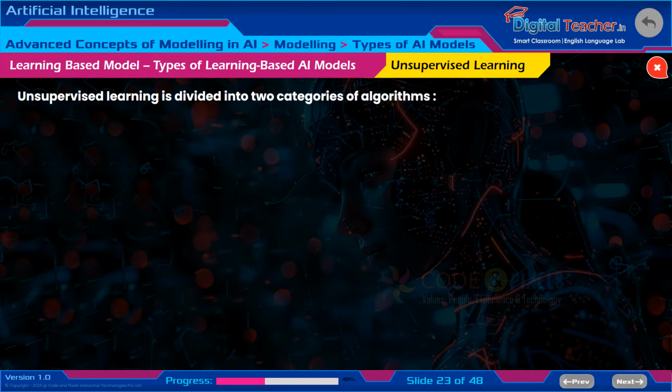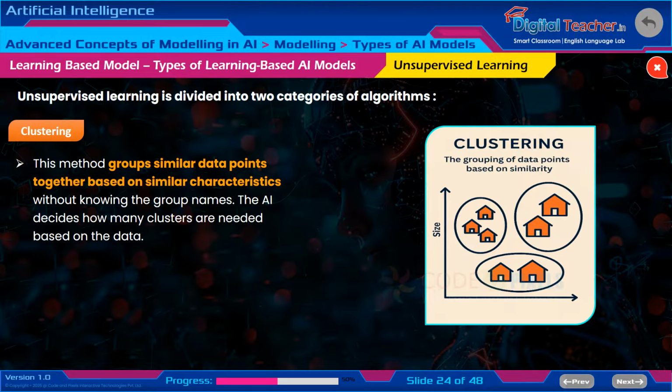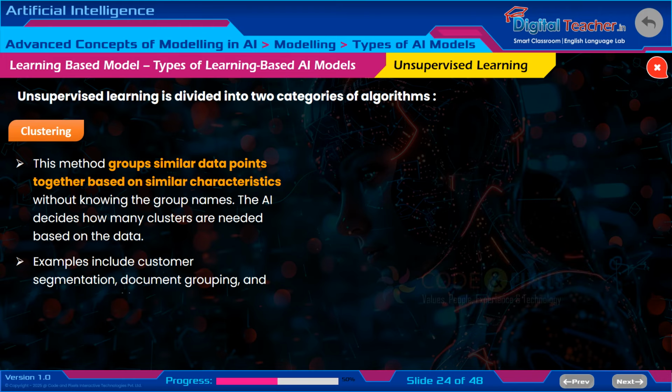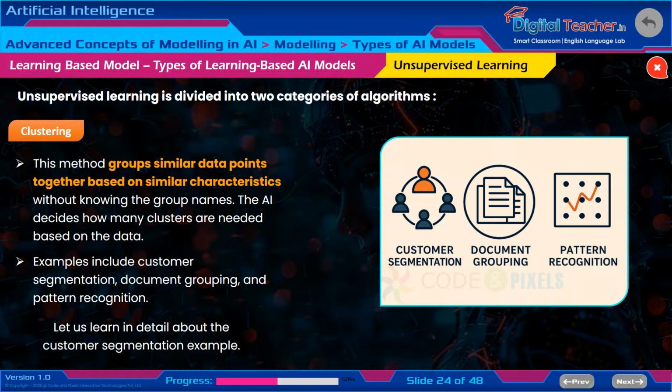Unsupervised learning is divided into two categories of algorithms: clustering and association. Clustering groups similar data points together based on similar characteristics without knowing the group names. The AI decides how many clusters are needed based on the data. Examples include customer segmentation, document grouping, and pattern recognition. Let us learn in detail about the customer segmentation example.